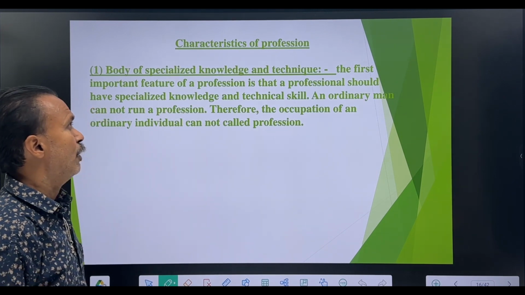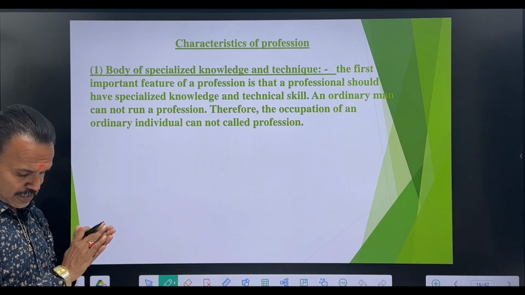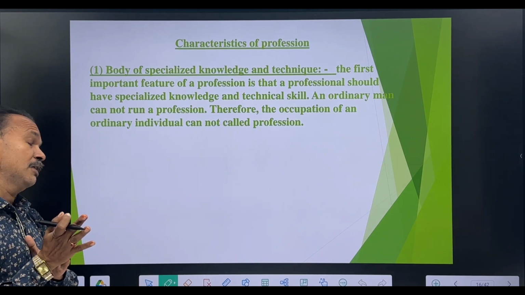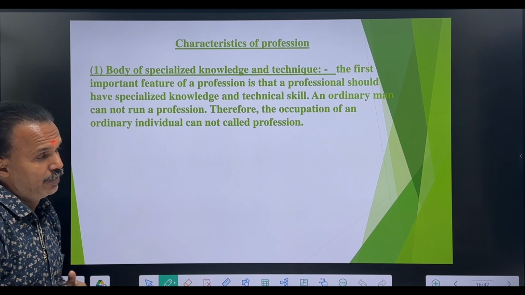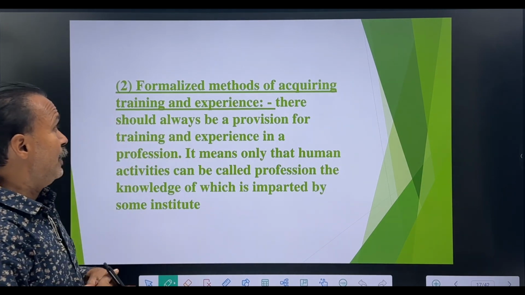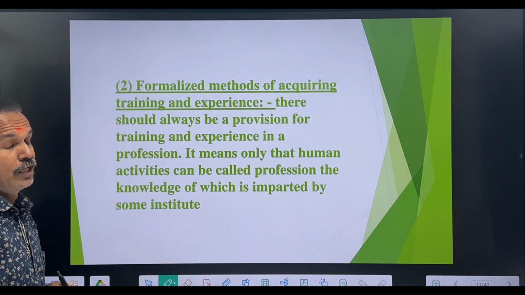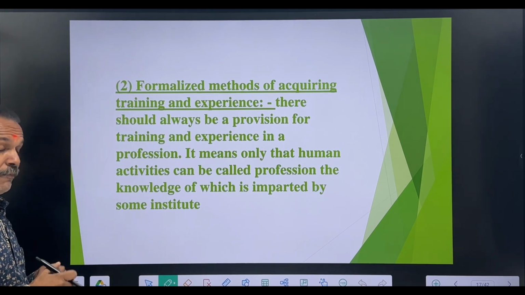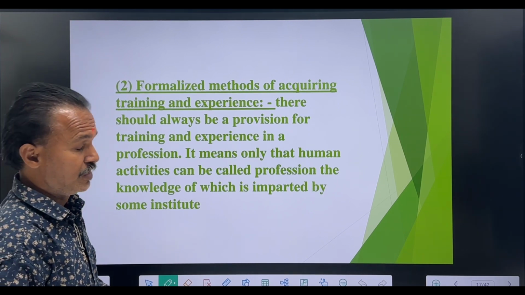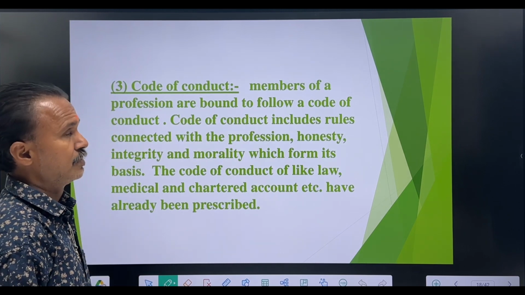Features of profession. Body of specialized knowledge and technical skill. In the profession, specialized knowledge and technical skill must be required. Without specialized knowledge and technical skill, the work of profession cannot be performed by a person. Next, formalized method of acquiring training and experience. In the profession, there is a formalized method for acquiring training and experience. After acquiring training and experience, a person can do the work of profession. Without this, he cannot work as a professional.